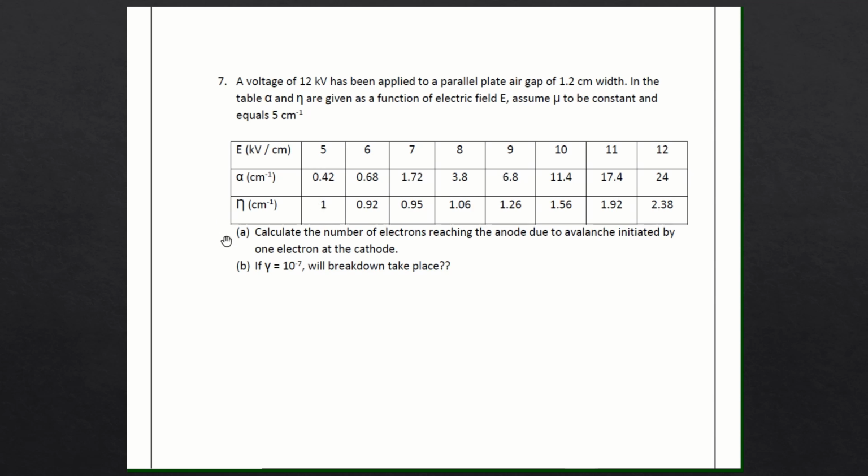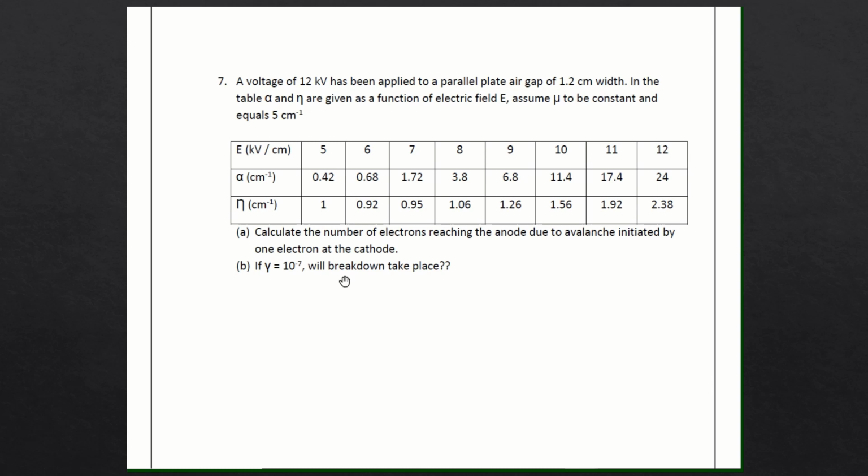So the first required, he wants us to calculate the number of electrons reaching the anode due to avalanche initiated by one electron at the cathode. So the number of electrons here is given as 1 electron. If the secondary ionization is equal 10 to the power minus 7, he asks us here, will breakdown take place or not?